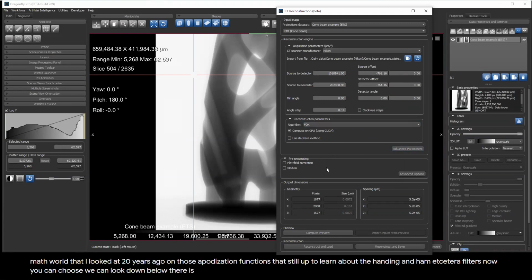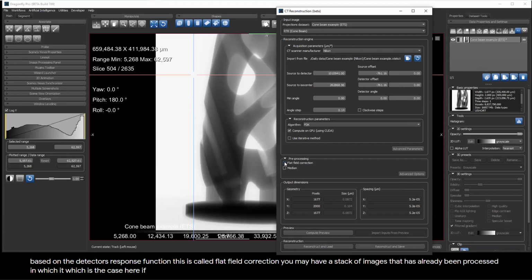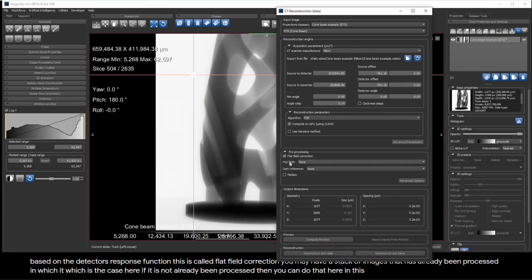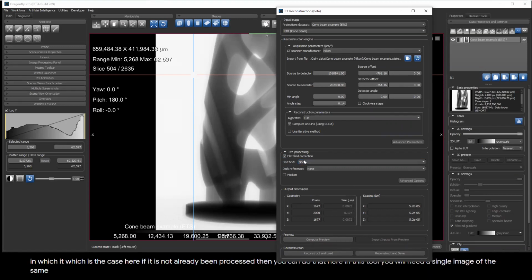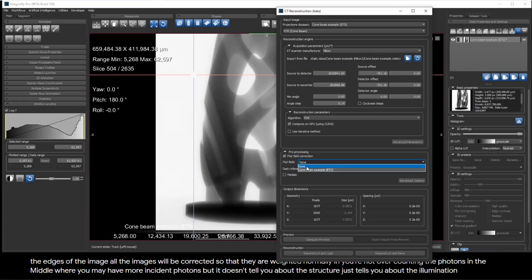Then we can look down below. There is pre-processing. When you are doing CT reconstruction, each image must be corrected based on the detector's response function. This is called flat field correction. You may have a stack of images that has already been processed, which is the case here. If it has not already been processed, then you can do that here in this tool. You will need a single image of the same XY size that represents the bright reference, or a flat field illumination. This means if the lamp is brighter in the center and darker on the edges, all the images will be corrected so that they are weighted normally and you're not over counting the photons in the middle where you may have more incident photons, but it doesn't tell you about the structure, it just tells you about the illumination. So you can specify an image there.